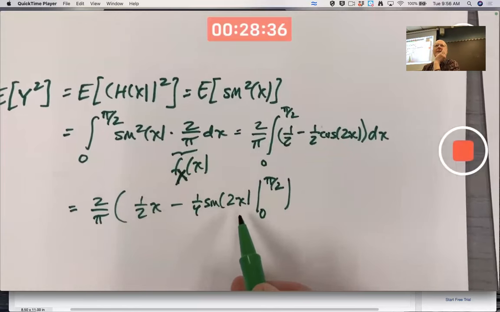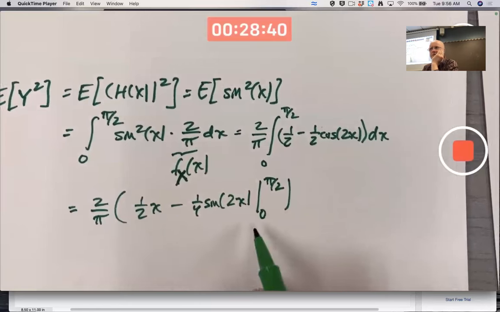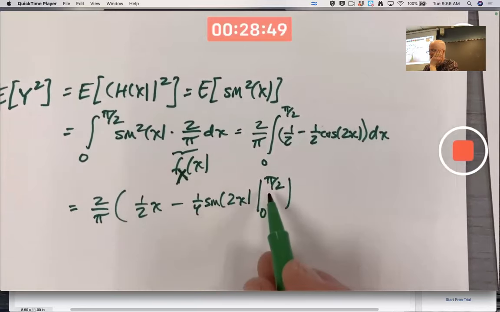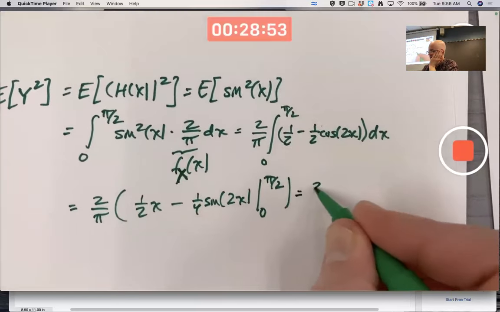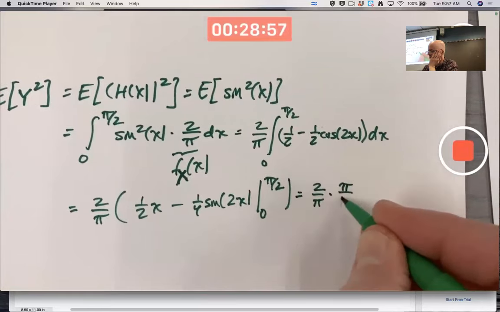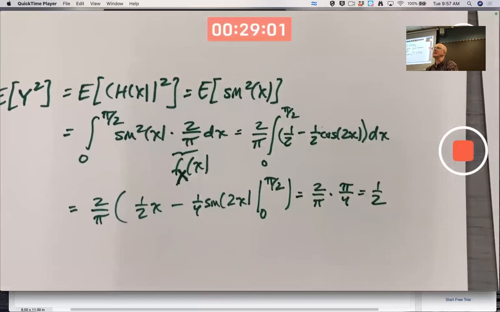Sine of 2x evaluated at both 0 and pi over 2 is 0, right? Sine of 0 is 0. 2 times pi over 2 is pi, sine of pi is 0. So the sine term here really doesn't affect anything. The only way you get something non-zero is when you replace x over here with pi over 2. So you get 2 over pi times 1/2 times pi over 2, which is 1/2. That is the second moment.